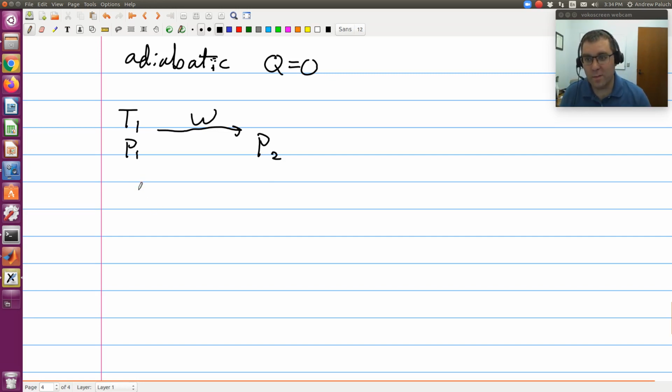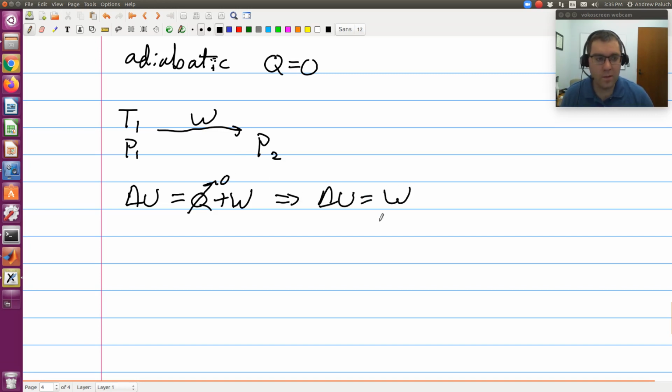All right, so I'm going to start by thinking about my first law balance. My first law balance is going to be delta U is equal to Q plus W, where here Q is 0. It's an adiabatic process. So I just get that delta U is equal to W. Now the challenge is I just can't directly apply this equation, right?